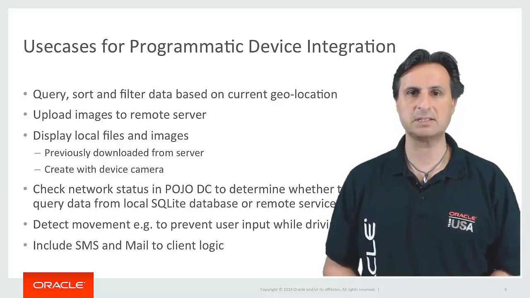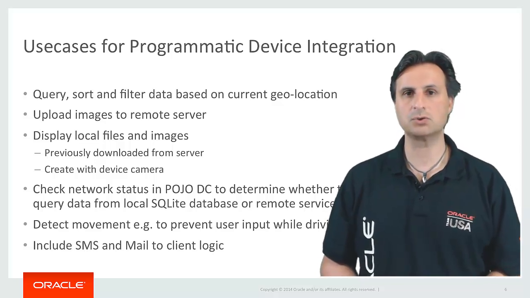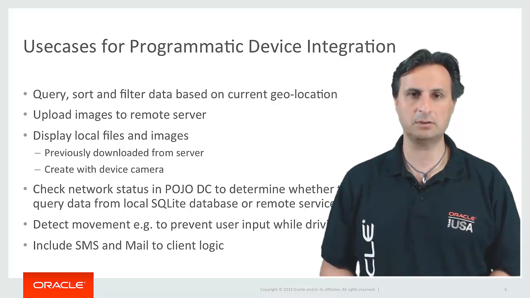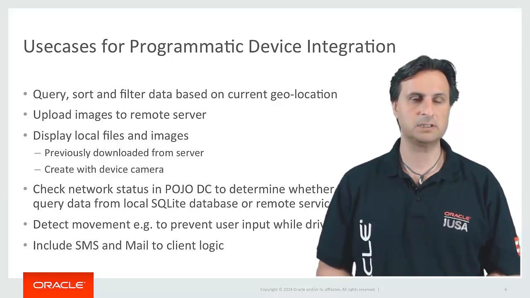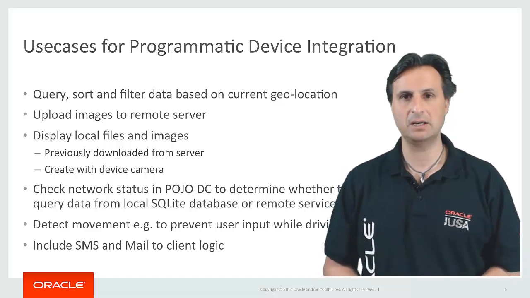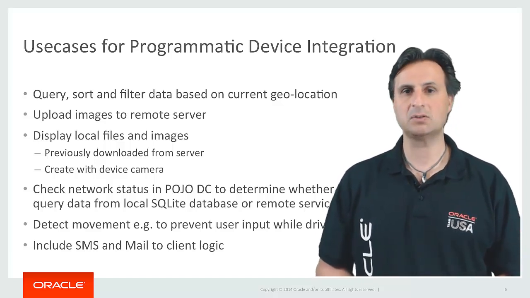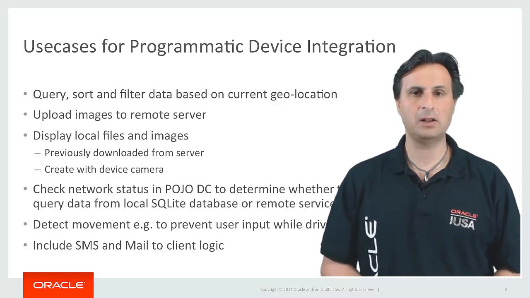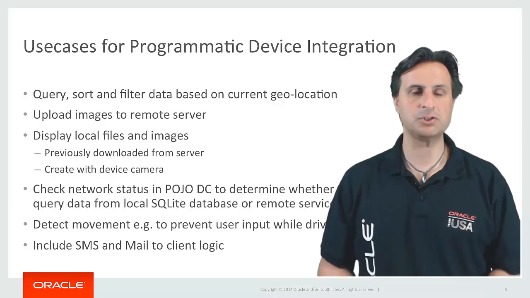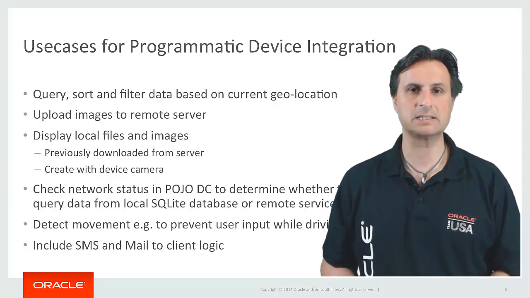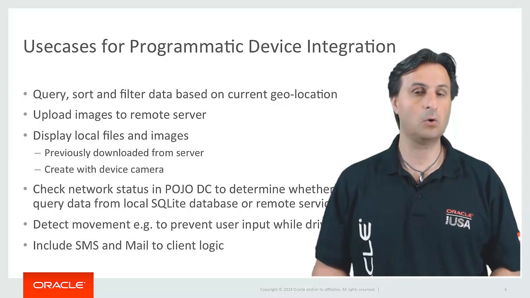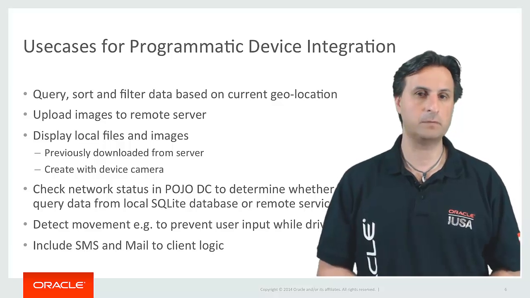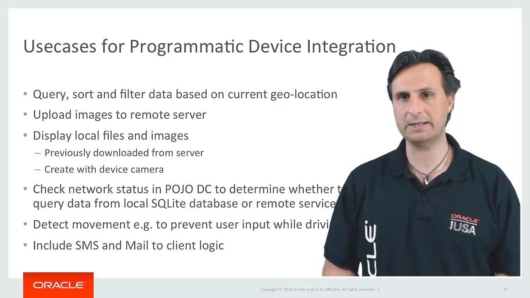Now with programmatic access, you for instance could decide to sort or query data depending on the current geolocation that the user is at with a mobile device, to filter and tailor the data to the needs of the user. You could use that to upload images to a remote server, or you could display a local file based on logic within your client business application logic. So this all could be done in Java, and these Java options will be from a managed bean or from a data control, as we'll see on another slide.